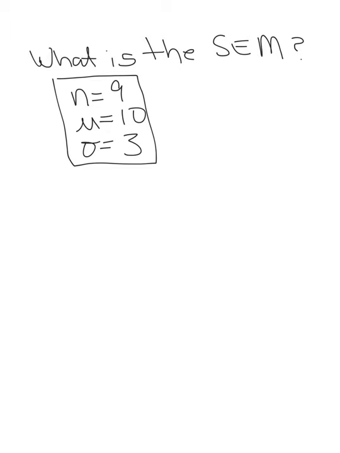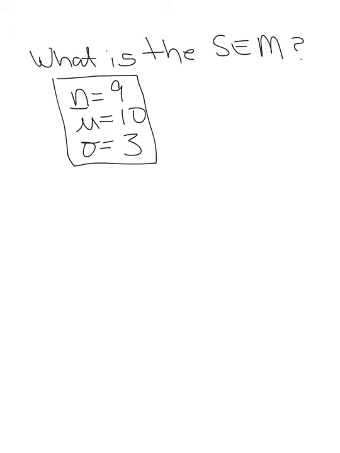With that said, we have a set of data here, or parameters, because remember, any values that describe a population are parameters. We have a population mean of 10 and a standard deviation of 3, but if you notice, we have sample information, a sample size of 9. So we have statistics and parameters both. So the question here is, what is the standard error of the mean?